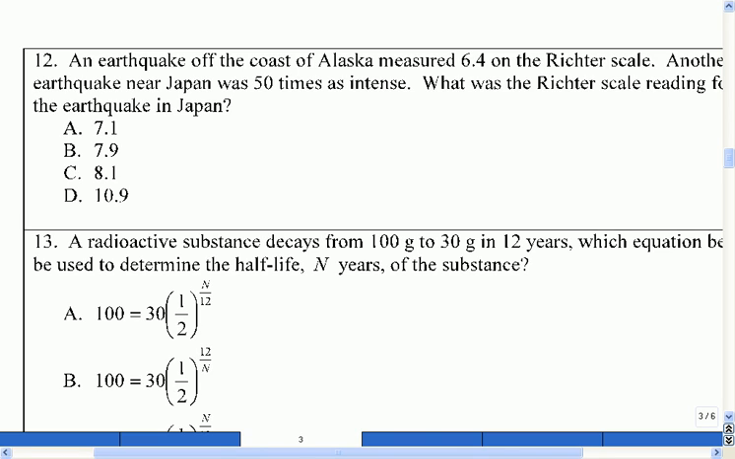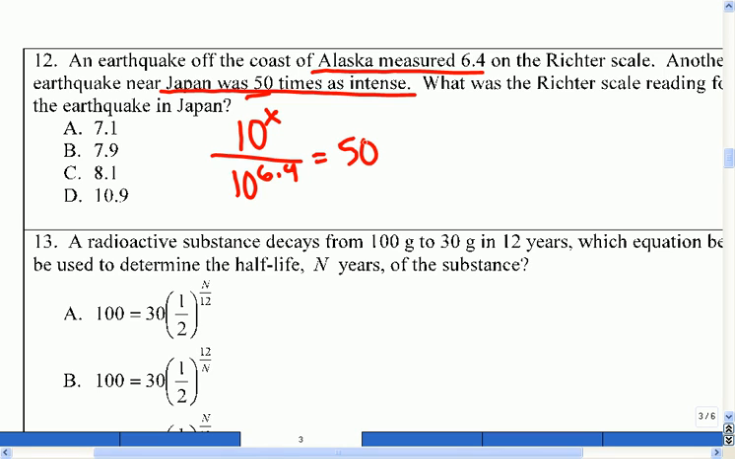Whenever you're comparing earthquakes, you're always going to have a ratio to compare them, or a fraction. So the bigger number should be on the top of the fraction in order to come up with a number like 50. Which earthquake is larger, the one in Alaska that was 6.4 or the one near Japan that was 50 times as intense? Japan is going to have the larger one. So the larger one should go on top, and that's the one I'm looking for. Okay? The one in Alaska is smaller, so we'll put it on the bottom, equal to 50.